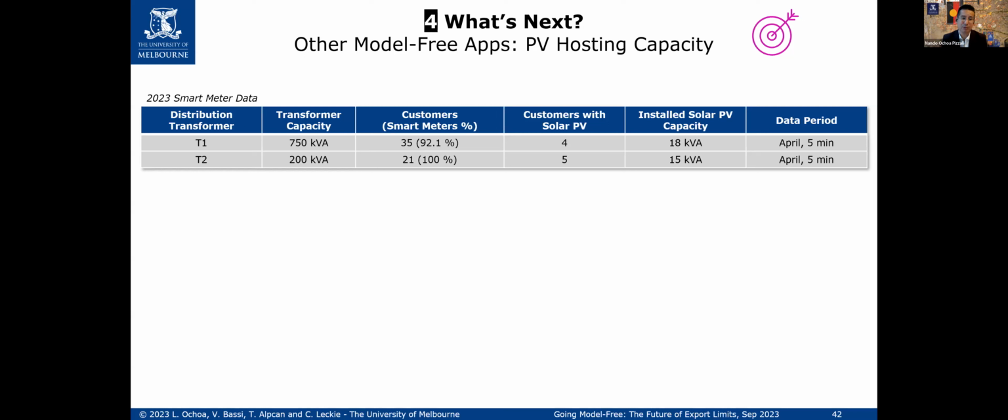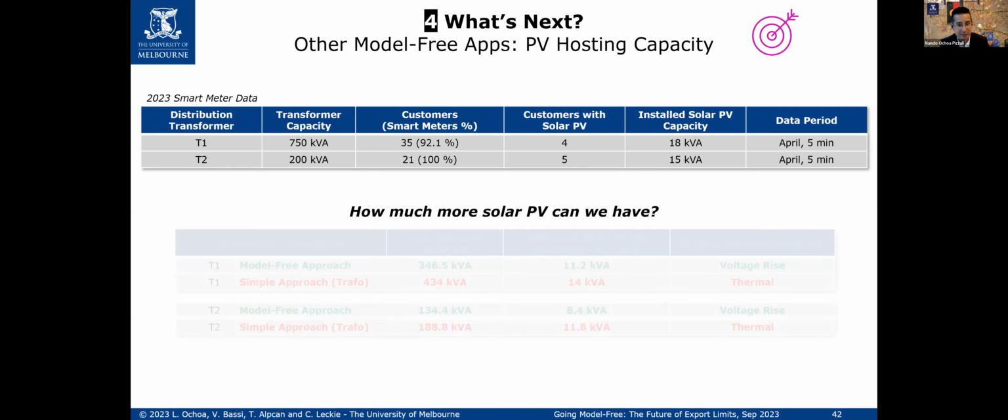And what they normally do is just use the transformer capacity as a proxy of what can actually be handled there. But the reality is that that is a very simple approximation that, as with any approximation, can lead to many errors. Nonetheless, that's something that can be done right now, but it is possible to do it better. So how can we answer this question of how much more solar PV we can have?